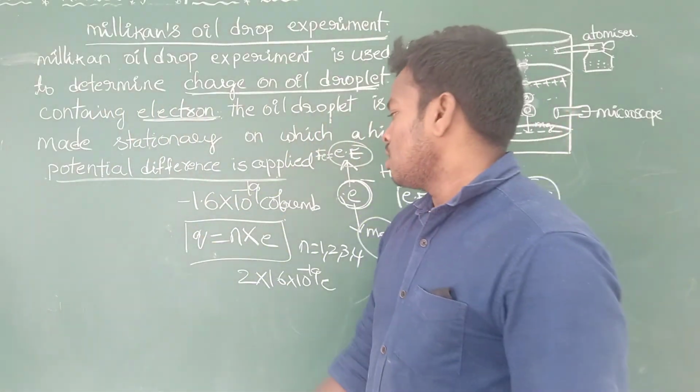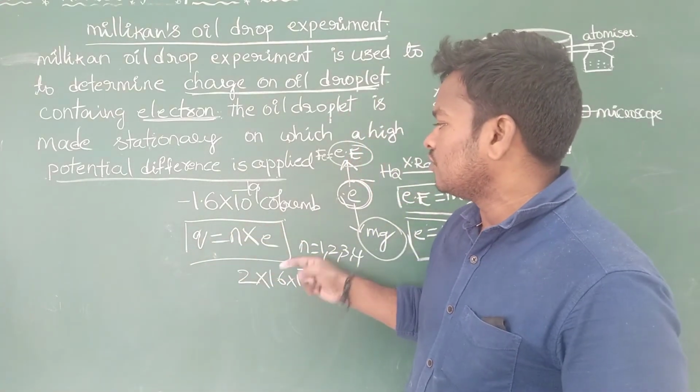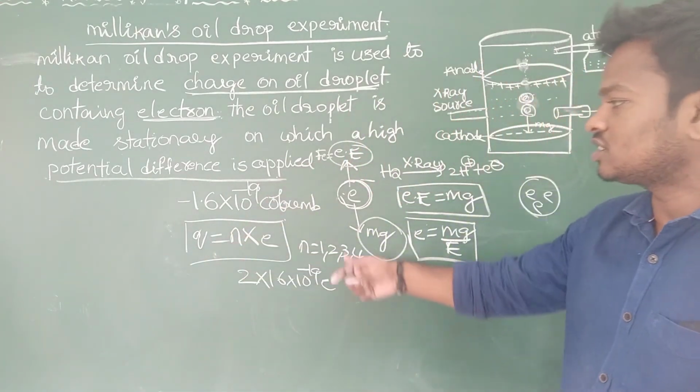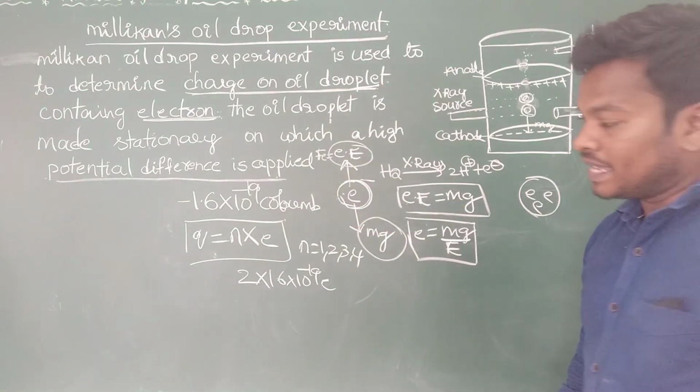Like this, he calculated the charge of the electron. We have to remember this formula: Q is equal to N into E. If 2 is there, we have to multiply. If 3 is there, we have to multiply with 1.6 into 10 to the power of minus 19.